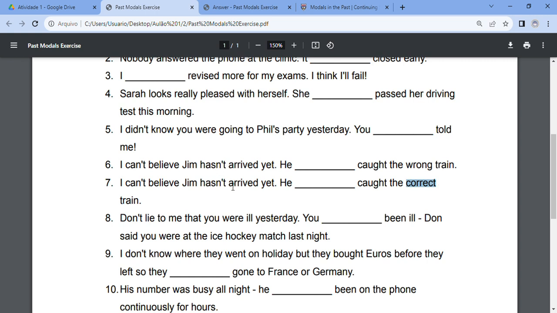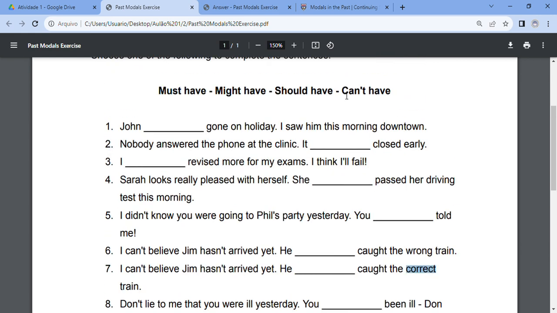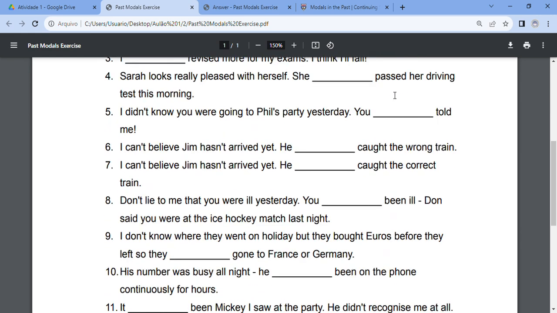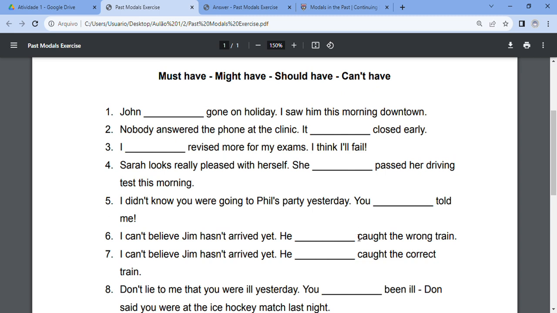It doesn't make any sense, right? So we need to use the negative one. He can't have caught the correct train because he did not catch the correct train. He's late. So can't have.